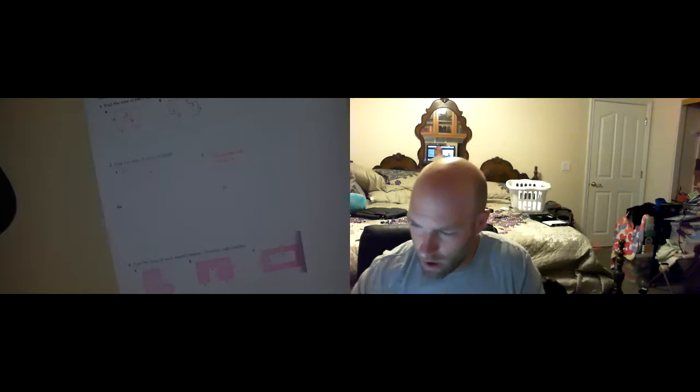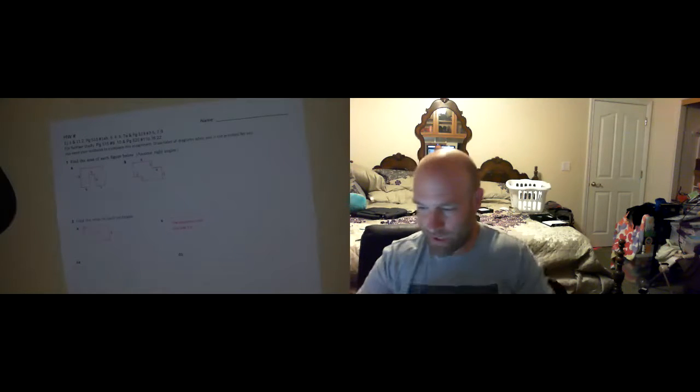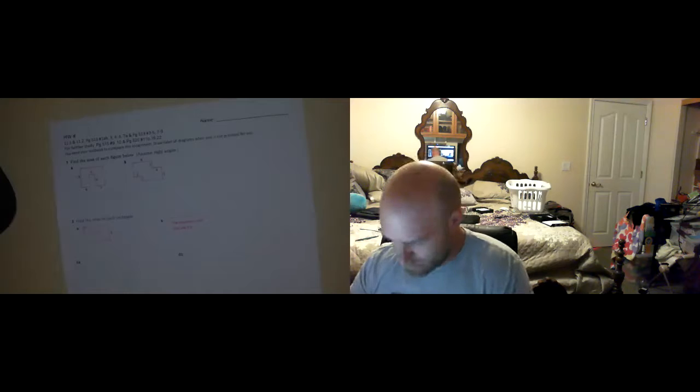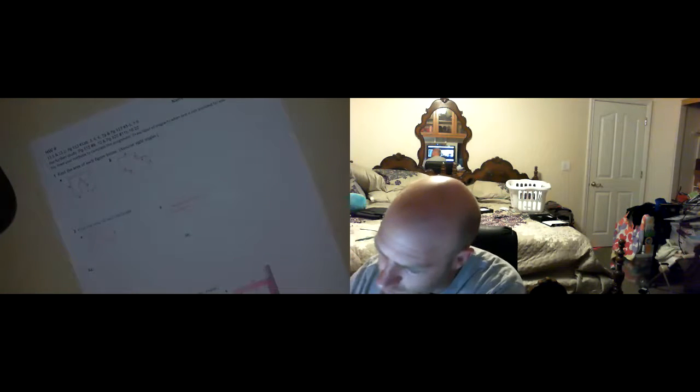Good morning. We are going to go through last night's homework, homework 11.1 and 11.2. I'm just going to jump in and get going on this. Find the area of each figure below.